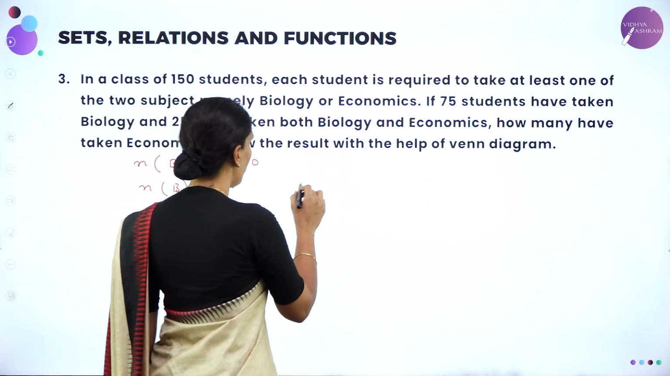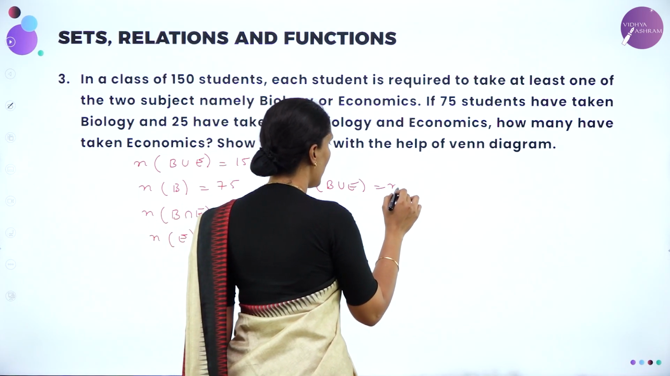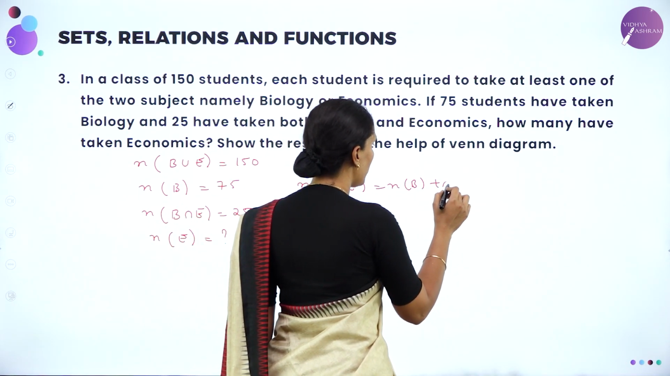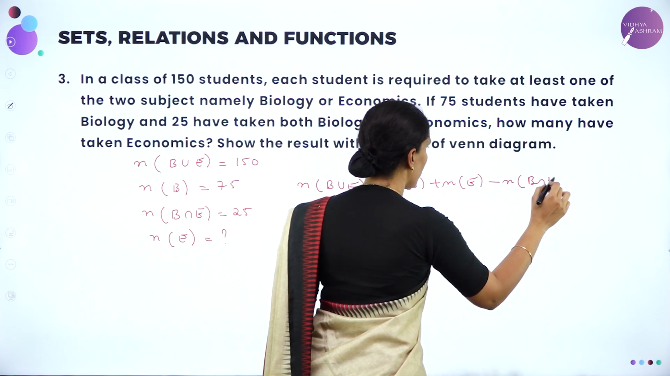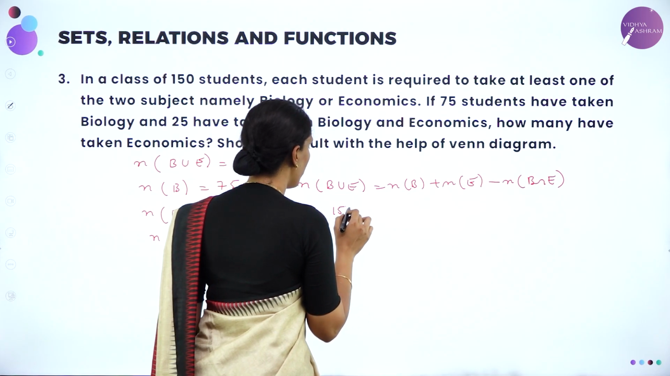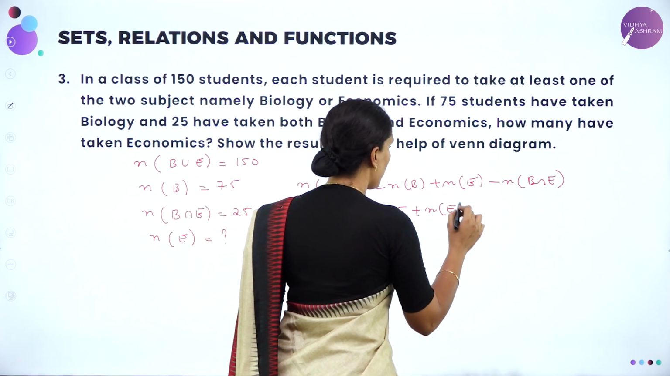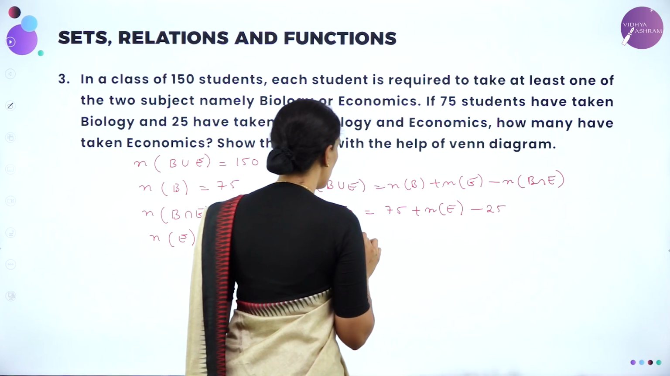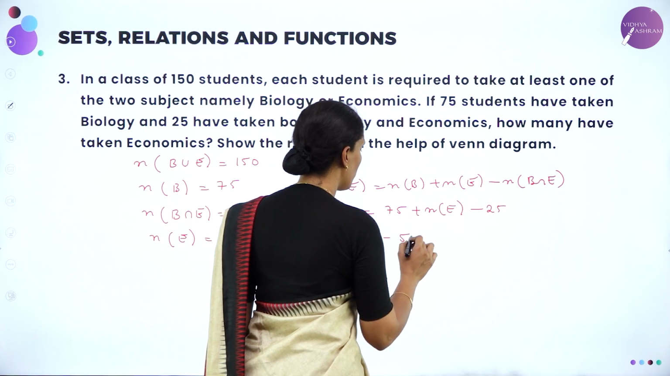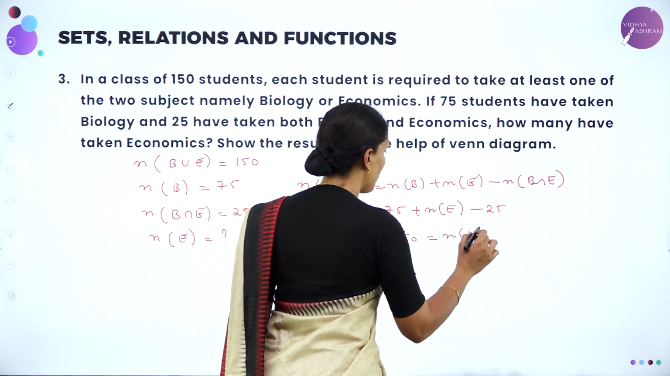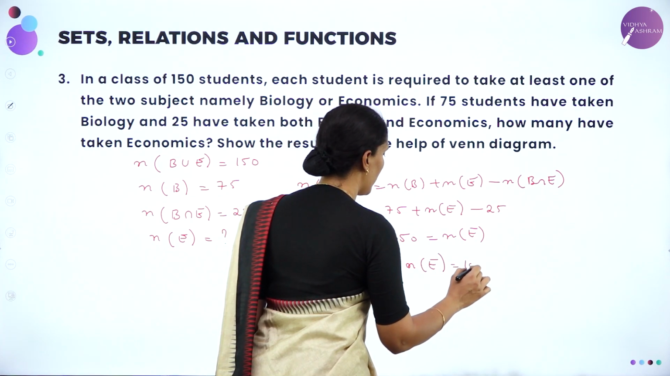With the formula, we can write n of B union E is equal to n of B plus n of E minus n of B intersection E. So we have 150, which is equal to 75 plus n of E minus 25. So 150 minus 75, plus 25, gives 100, the number of people in economics. Therefore, n of E is equal to 100.